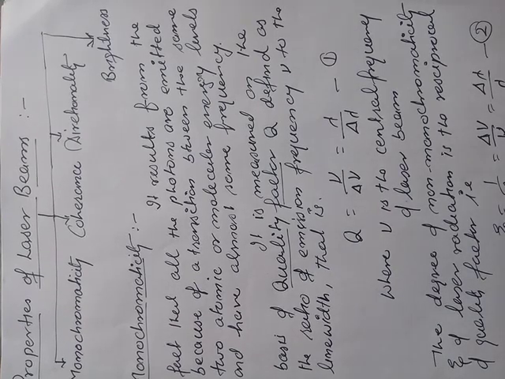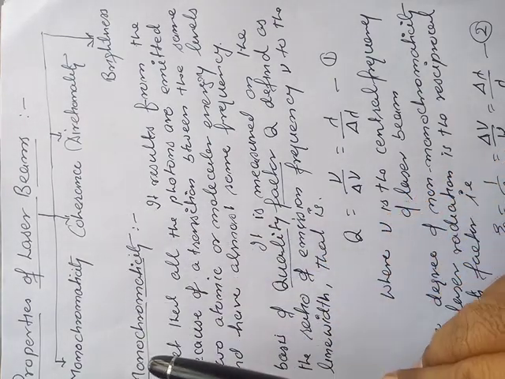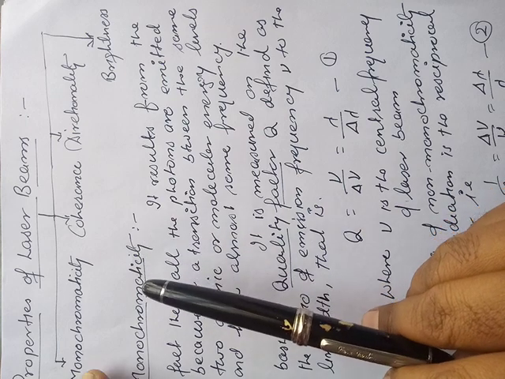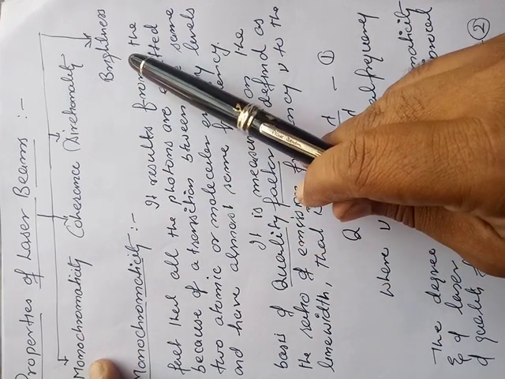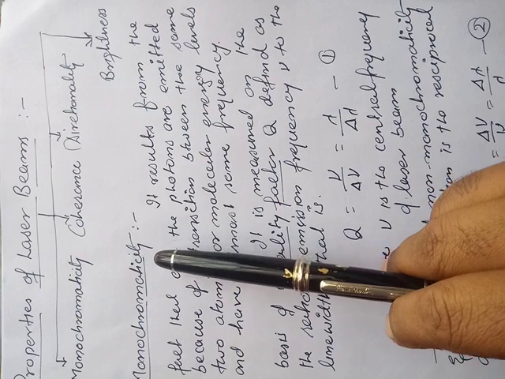Hello students, today we will continue Unit number 3, the properties of a laser beam. The properties of a laser beam are basically divided into four different categories: monochromaticity, coherence of light, directionality and brightness. First of all, we will discuss in detail the monochromaticity of light.